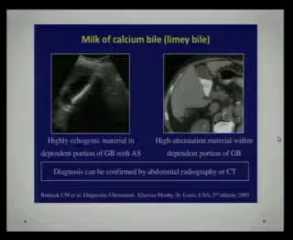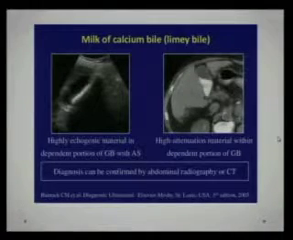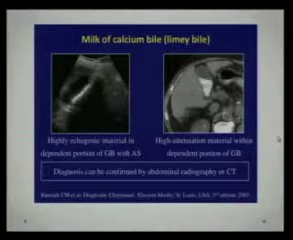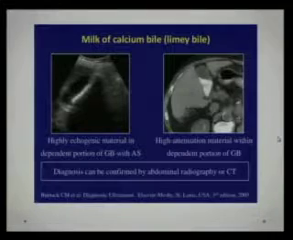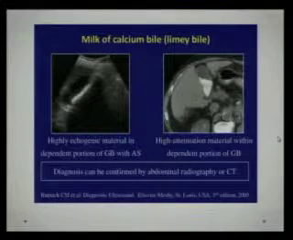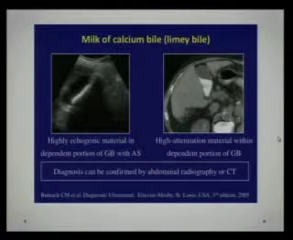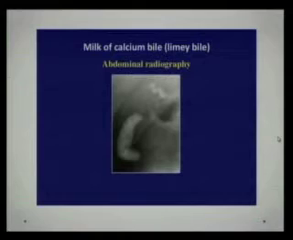Okay, milk of calcium or limey bile. What is this? Milk of calcium or limey bile is highly echogenic material in the dependent portion of the gallbladder. This can be confirmed by abdominal radiography or CT. An abdominal X-ray can confirm it: high attenuation material within the dependent portion of the gallbladder. This is nothing but limey bile, concentrated bile that contains more calcium than others. So this was abdominal radiography in a patient who has milk of calcium.